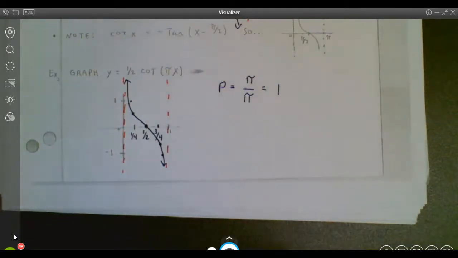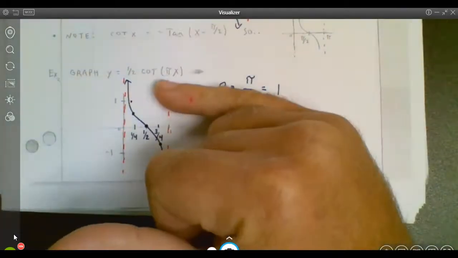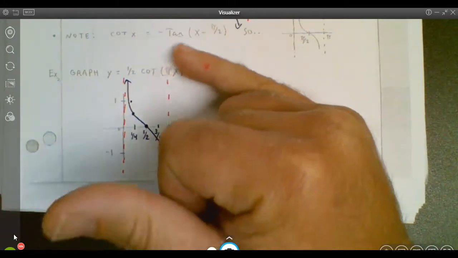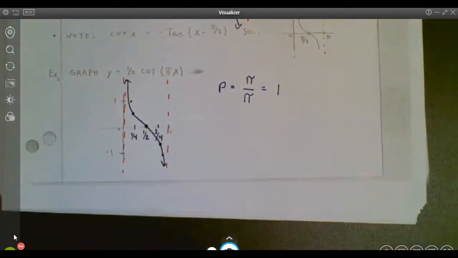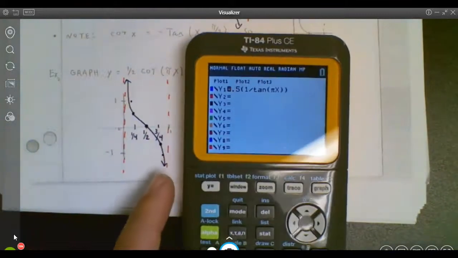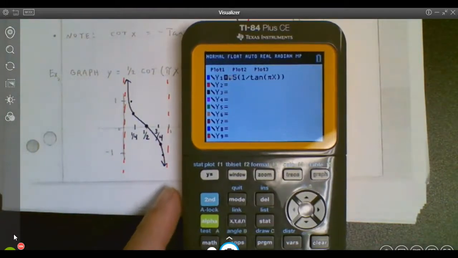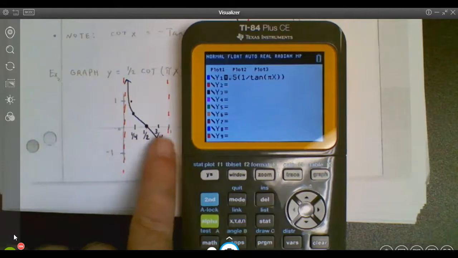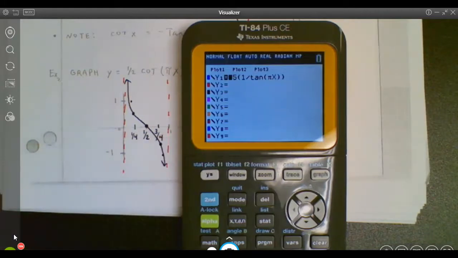So simply just keep in mind what an inverse function is. It's 1 over the original function. So if I want to graph this guy, it would look something like this, right? I got my 1/2. So since it's the cotangent of pi x, I'm simply going to type in 1 over the tangent of pi x. So that would be the inverse, which is cotangent. And so that's how I would type it into the calculator. My window, I just went from 0 to 1 in my window.